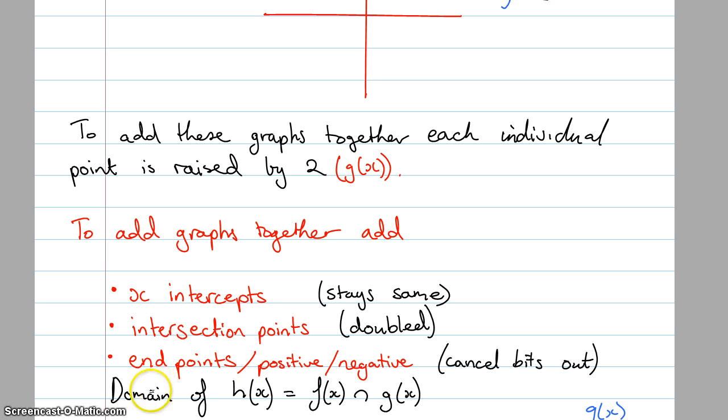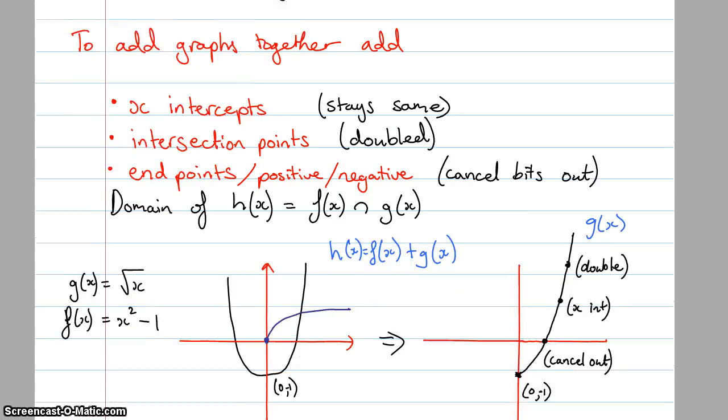The last thing I want to say is that the domain of the new graph h of x is the intersection of the domain of f of x and g of x. Essentially what that's saying is that whenever the graph doesn't exist for one of them, either f of x or g of x, it can't exist for h of x. Now I know that's probably very theoretical for the moment, but now we'll jump into an example.